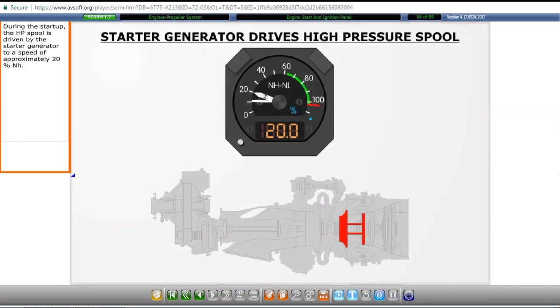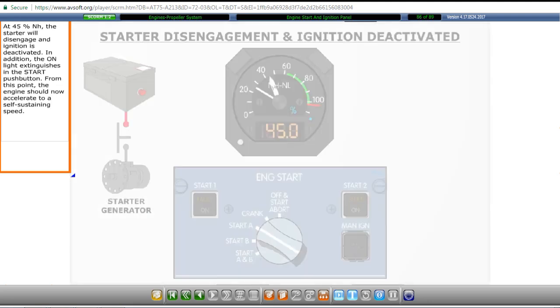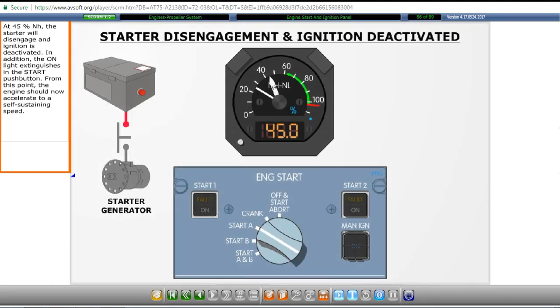During the startup, the high-pressure spool is driven by the starter generator to a speed of approximately 20% NH. At 10% NH, fuel is introduced by placing the condition lever out of the fuel shutoff position. At 45% NH, the starter will disengage and ignition is deactivated. In addition, the ON light extinguishes in the start push button. From this point, the engine should now accelerate to a self-sustaining speed.